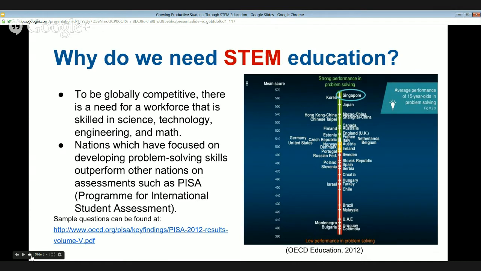And I did add a link to the bottom of this slide for you. It is a link to the 2012 PISA on creative problem solving, and it does show some sample questions. I found it interesting that some of these questions are definitely just static tasks, asking the kids to make a decision based on the scenario that's presented.